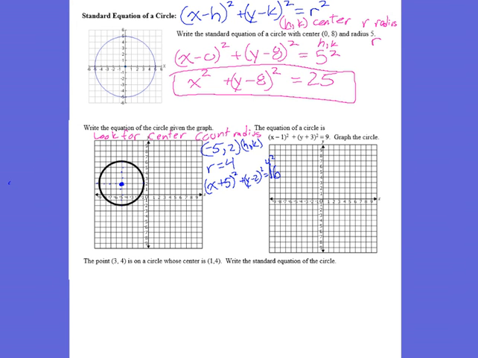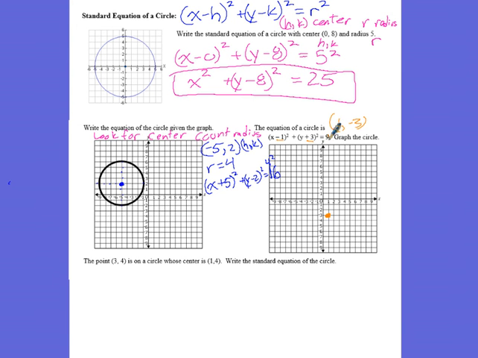and now I want to graph the circle. So our center, remember we sort of do the opposite. So the center is going to be at 1 comma negative 3. So I go over to 1, I go down to negative 3. That's going to be the center of my circle. And now I want to count the radius.